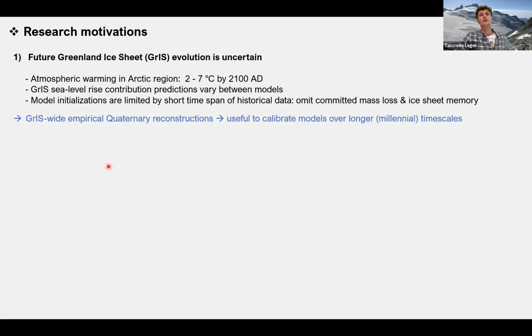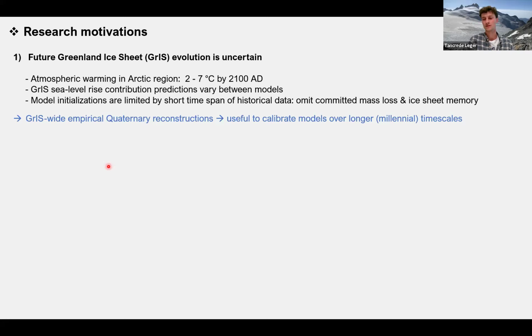Okay. So the first slide will be a bit wordy, sorry, and then after that it will be less wordy, but this is mostly to talk about motivations for this work. So the first motivation for this work is that the future of the Greenland ice sheet is still uncertain. So we could have up to 7 degrees of warming by the end of the 21st century. And even for one emission scenario, the contribution to sea level rise from the Greenland ice sheet remains quite uncertain and varies quite a lot between models.